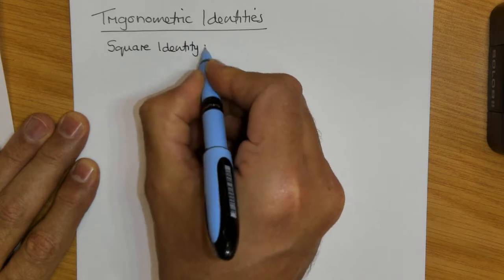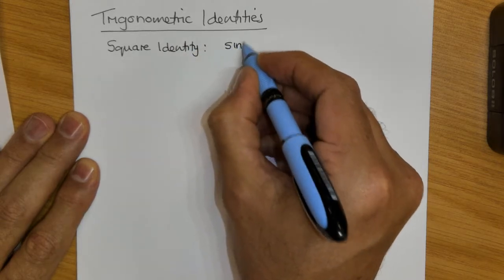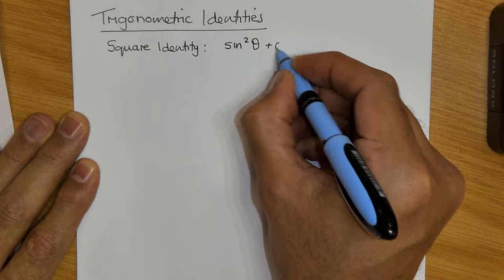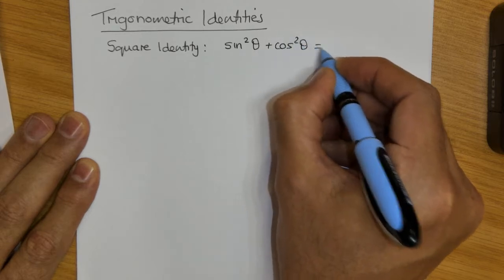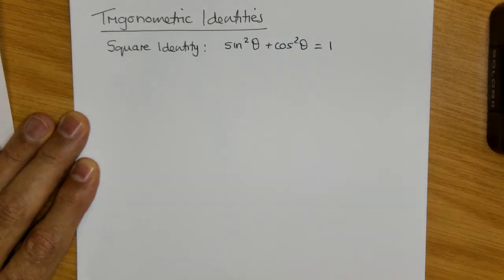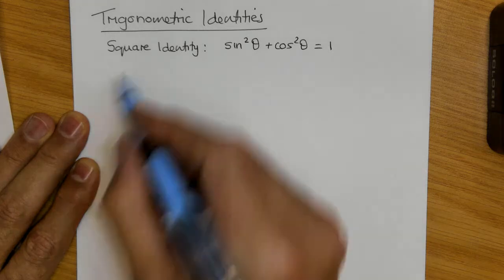Now the square identity says the following. It says the sine squared of an angle theta plus the cosine squared of an angle theta is equal to 1. Okay, now let's see where that comes from.